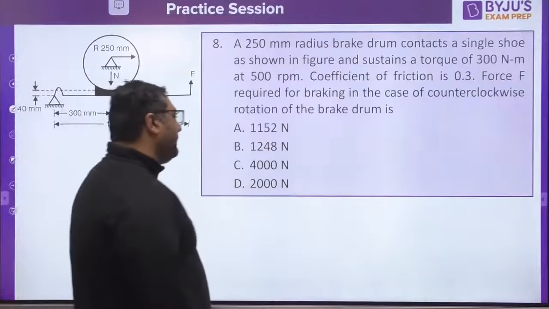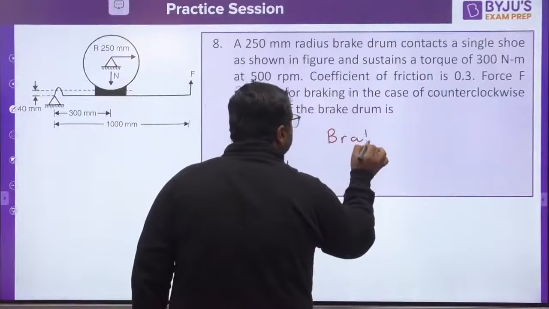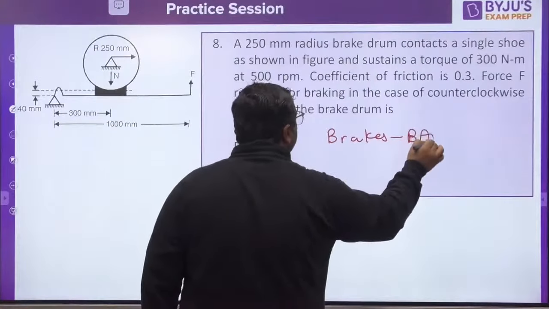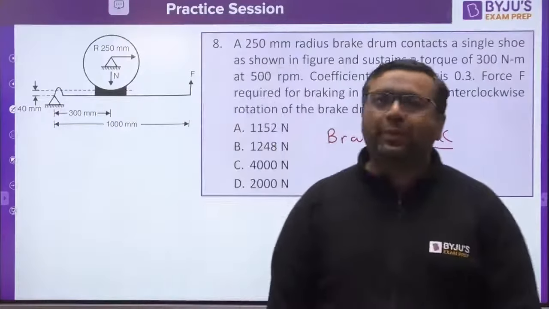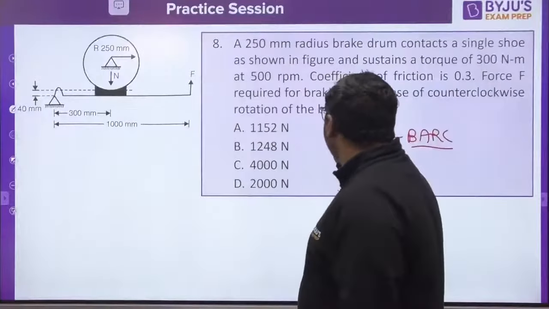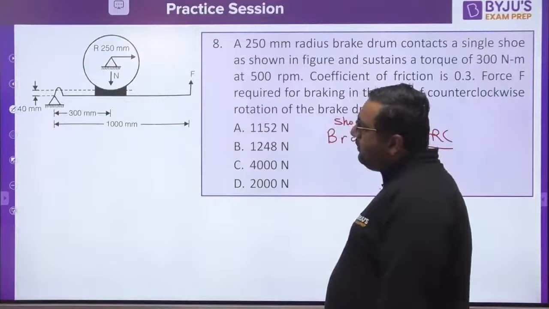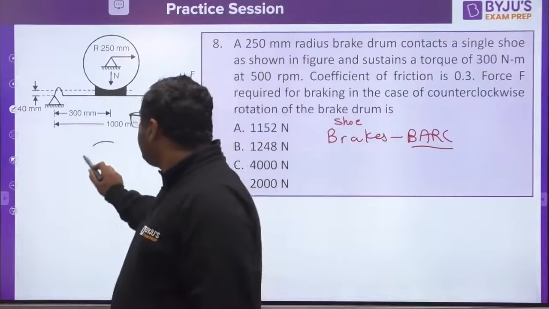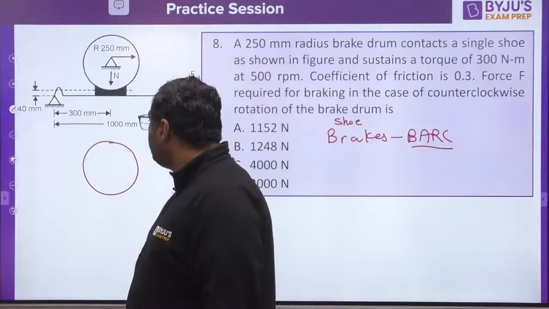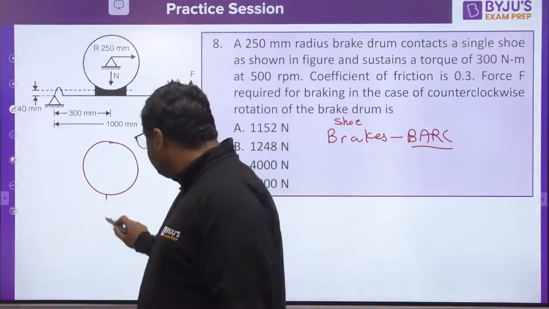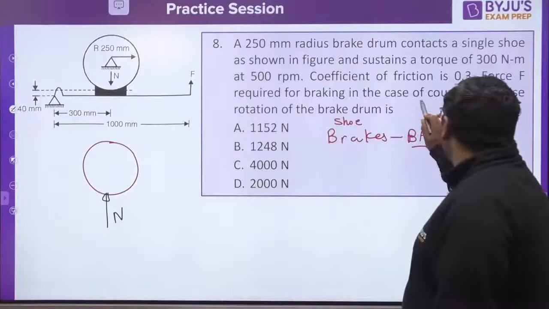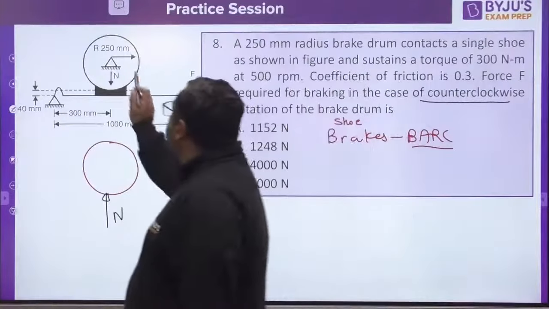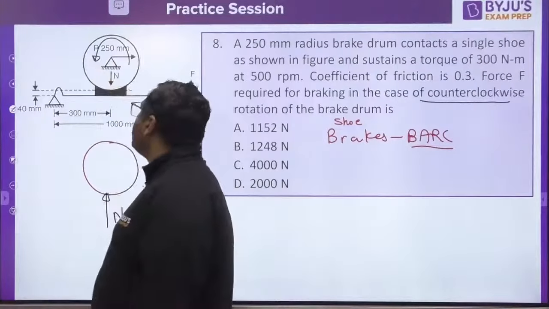This is the question from brakes. And this type of question we can expect in BARC, because here calculations are involved much. So this is from shoe brake actually. You would be making some free body diagrams. So free body diagram of drum would be like this. Here it is N. It is already given that it is rotating anti-clockwise. This is the direction of rotation.